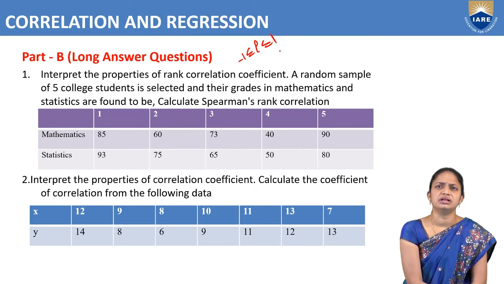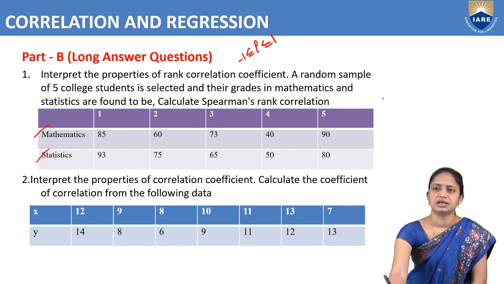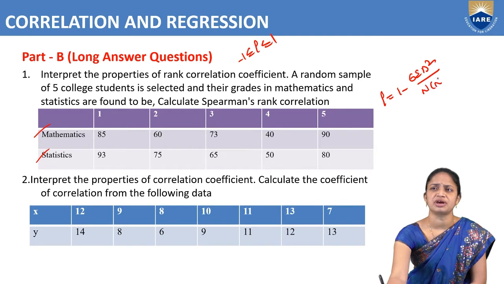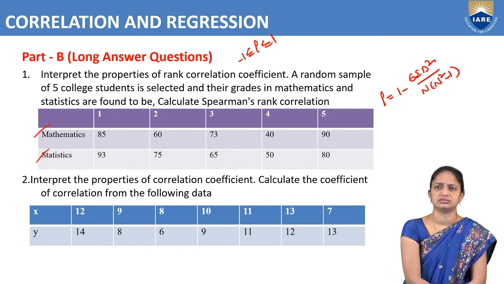A random sample of 5 college students is selected, and their grades in mathematics and statistics are found to be like this. Calculate the Spearman's rank correlation coefficient. Here the rank correlation coefficient formula is 1 minus 6 sigma d square by n into n square minus 1. So this is our formula.